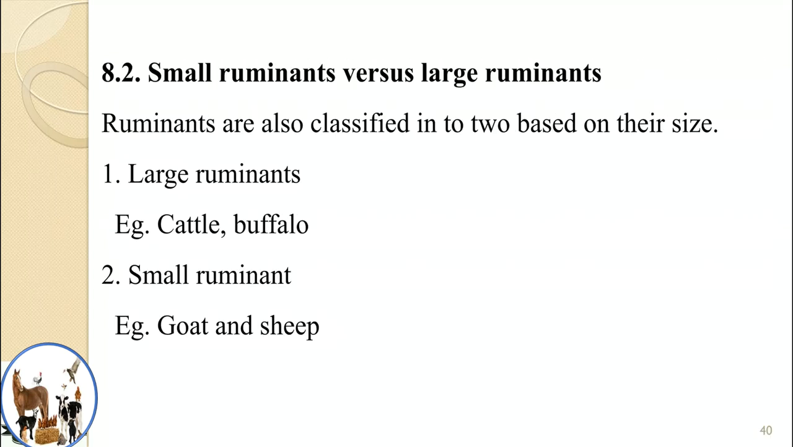Then once again, among the ruminants, we classify them into small ruminants and large ruminants. The sheep and goat are the small ruminants, whereas the cattle, buffalo, etc., are the large ruminants. So the category is very specific.